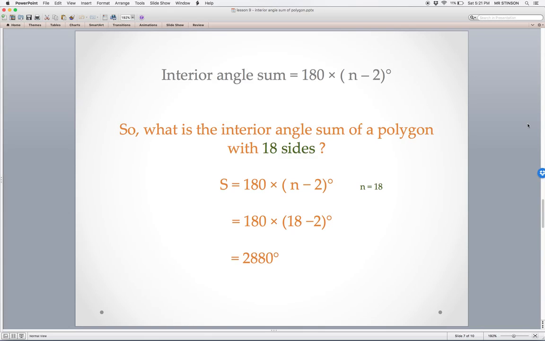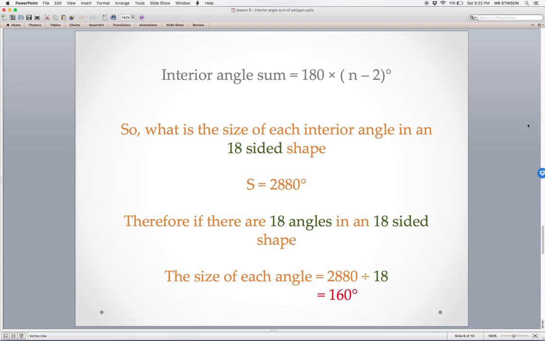So step 2, you would write your values, and you can see next to it in green I've written that n is equal to 18. That's the information the question gave us. Step 3, when you're solving a formula, substitute the values in. And we would find that S equals 180 times 18 minus 2. If we calculated this as our fourth step, we would find the sum would become 2,880 degrees. Therefore, we've answered our question. A polygon with 18 sides has an interior angle sum of 2,880 degrees.